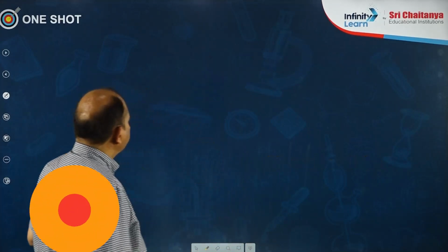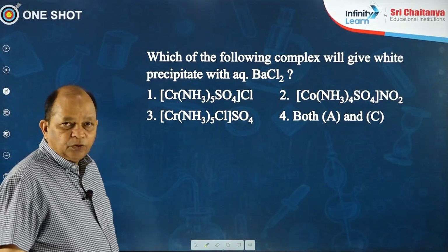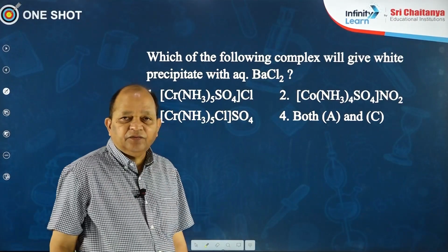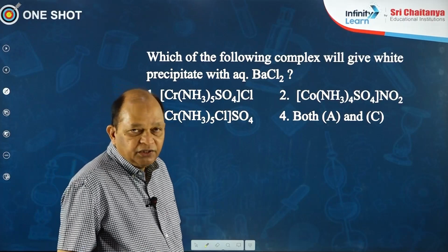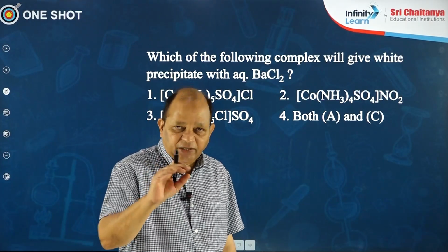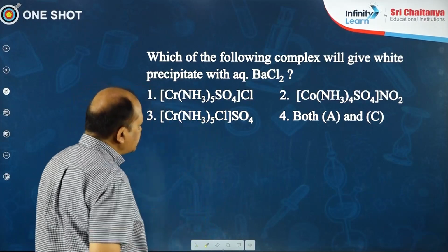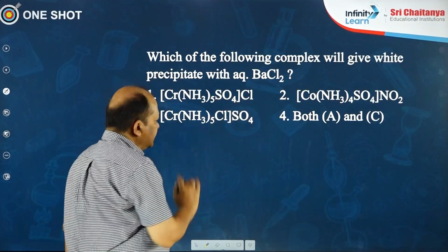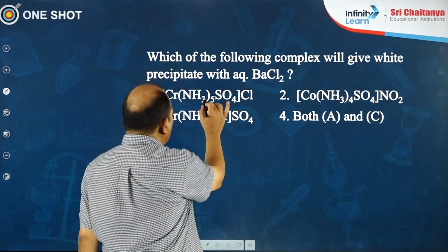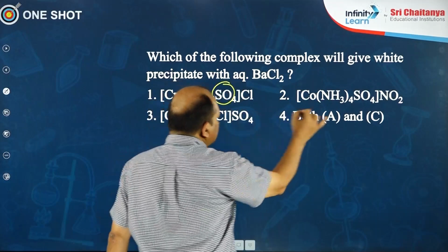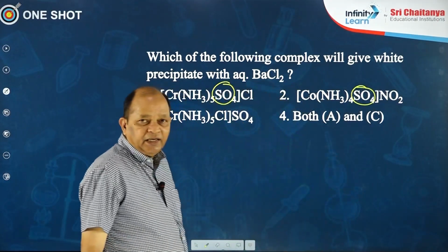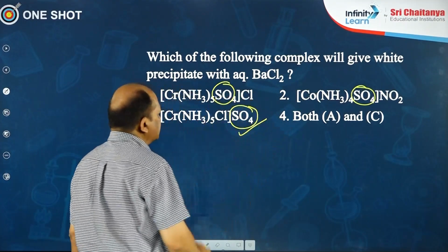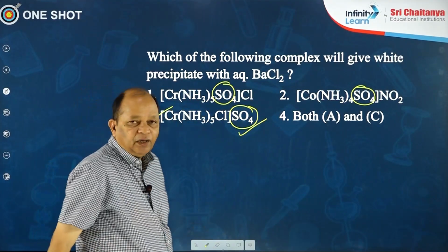Next, on this concept we can get a question like this: which of the following complexes will give a white precipitate with aqueous barium chloride? So here you should have an ionizable sulphate ion. If you observe these complexes, in complexes 1, 2 and 3, in all the 3 there is a sulphate ion, but in complex 1 and 2 it is inside the square brackets, that is non-ionizable, but in complex 3 it is outside the square brackets, so it is ionizable. So therefore the third is the right option.